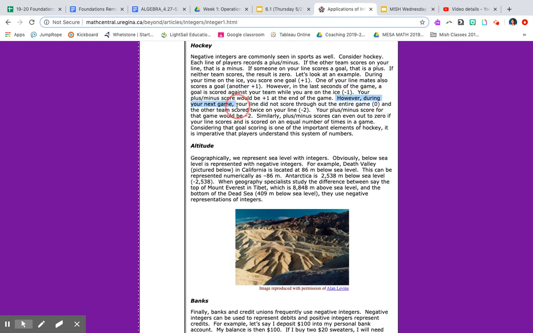However, during your next game, your line did not score throughout the entire game. That's a 0. And the other team scored twice on your line. That's -2. Your plus-minus score for this game would be -2. Similarly, plus-minus scores can even out to 0 if your line scores and is scored on an equal number of times in a game. Consider that goal scoring is one of the most important elements of hockey. It is imperative that players understand this system of numbers.